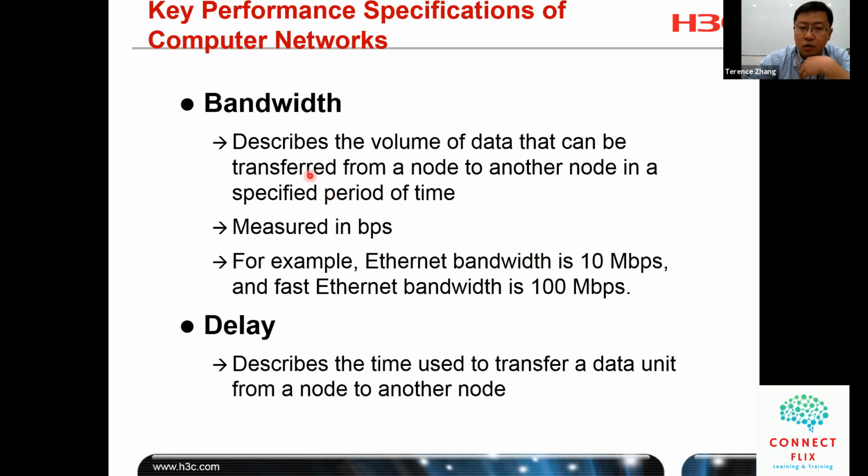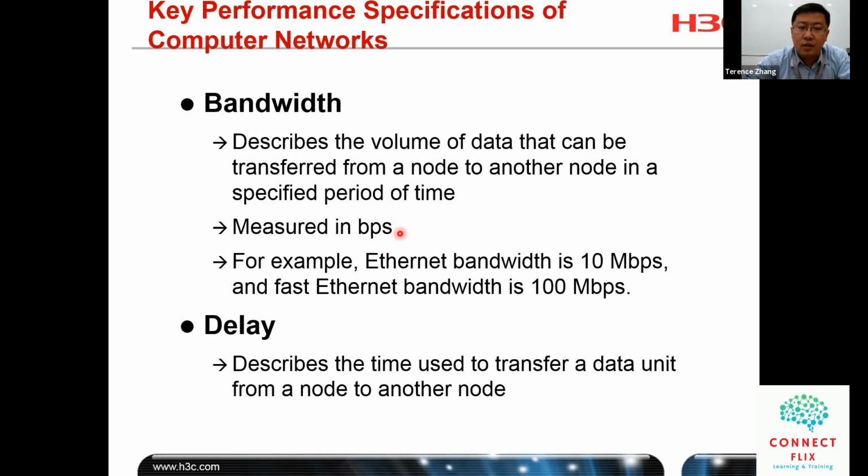This paragraph gives the definition of bandwidth. Bandwidth means the volume of data that can be transferred from one node to another in a specified period of time. To comprehend this, just imagine the volume of data that could be transferred in 1 second, because bandwidth is usually measured in bps, bits per second. So how much data you could transfer in 1 second. The bigger the bandwidth figure is, the better performance your network has. That's why you need to pay more money for this.